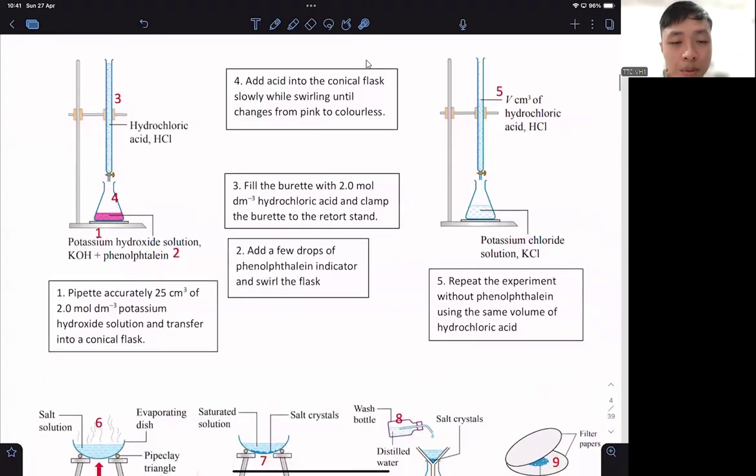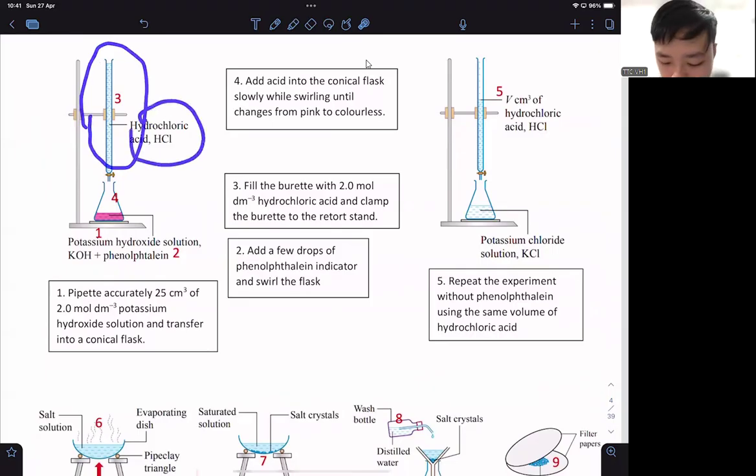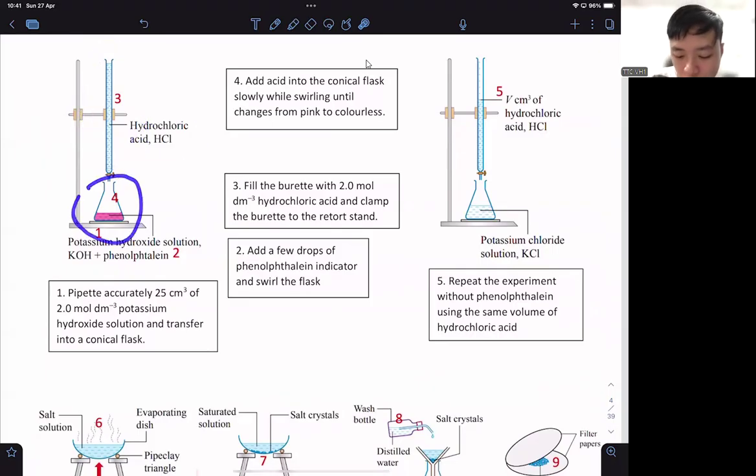For example, this one, all the procedure about the neutralization. Remember? You put the burette on top, and you fill the burette with acid. On the bottom, you fill it with the alkali, the NaOH. The procedure, you can try to read yourself later on. Basically, it's just the same as your neutralization.